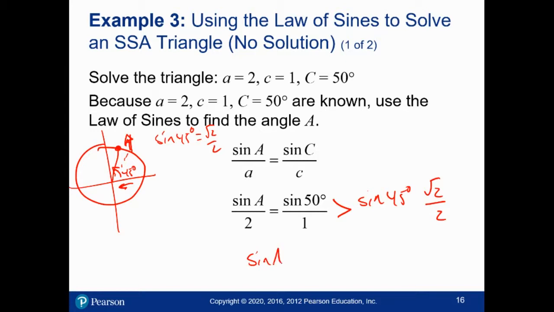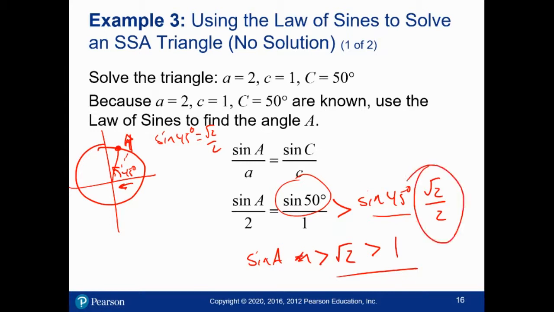Then I would end up solving that the sine of A has to be bigger than the square root of 2, which is definitely bigger than 1. So even without a calculator, just by observing 50 degrees is a little bit past 45 degrees, specifically, the sine, the y-coordinate, is still going up. So the sine of 50 degrees is bigger than root 2 over 2. We can still get that problem that we have a sine of an angle being bigger than 1. Calculators are never required in this class.